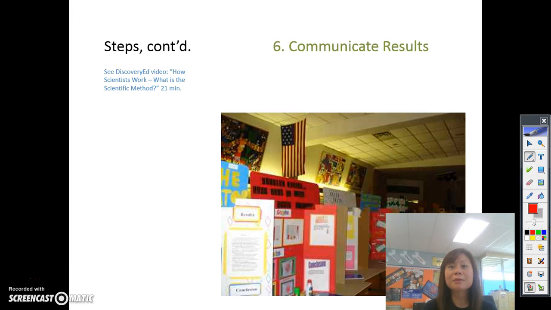And then the next thing you would do, the last step of the scientific inquiry, is you want to communicate your results with other people. You don't want to keep it a secret. You want to share so that they can also find out information about your topic.